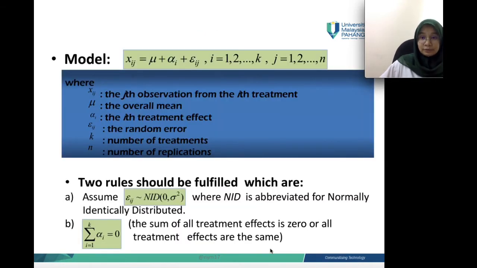The model for one-way ANOVA is xij equals mu plus alpha i plus epsilon ij. Alpha i here is the treatment. Mu here is the overall mean. Epsilon here is the error. Where i equals 1 up to K, so K here is the number of treatments. And j is 1 up to N, where N is the replications.